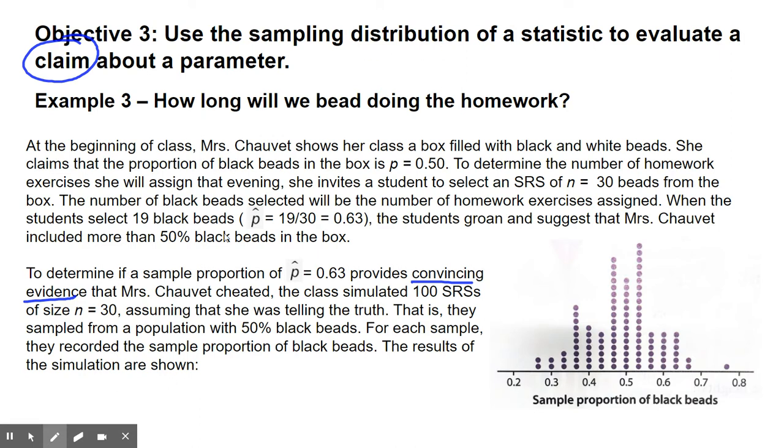The most important number in this entire problem is your p hat value. Do not lose track of that p hat value. 0.63 is our value.